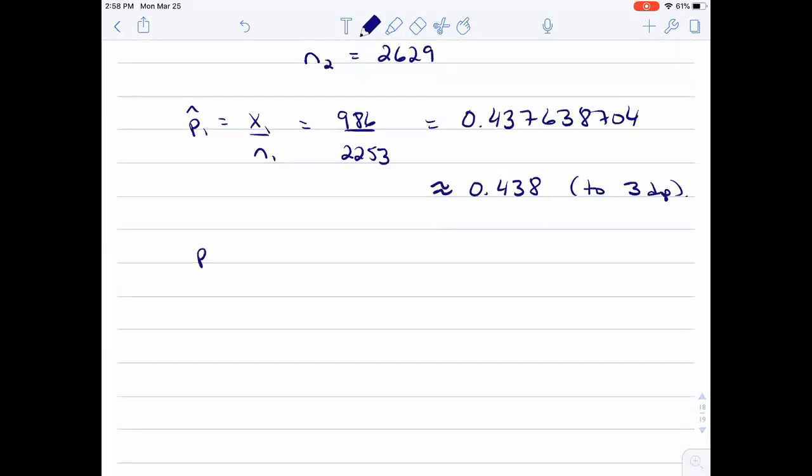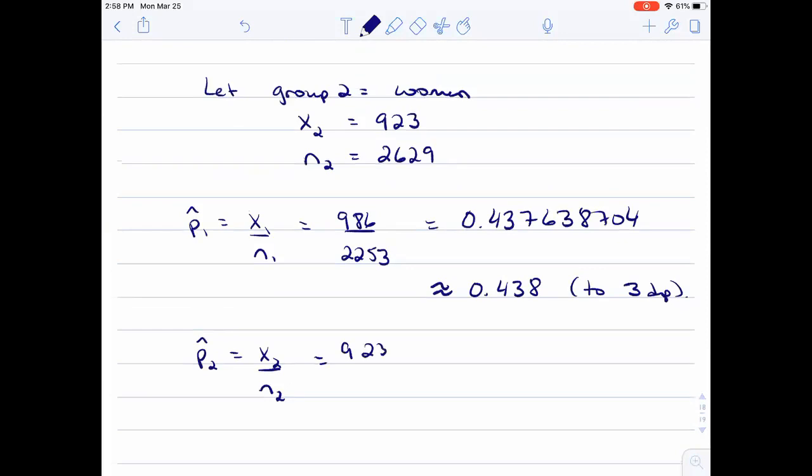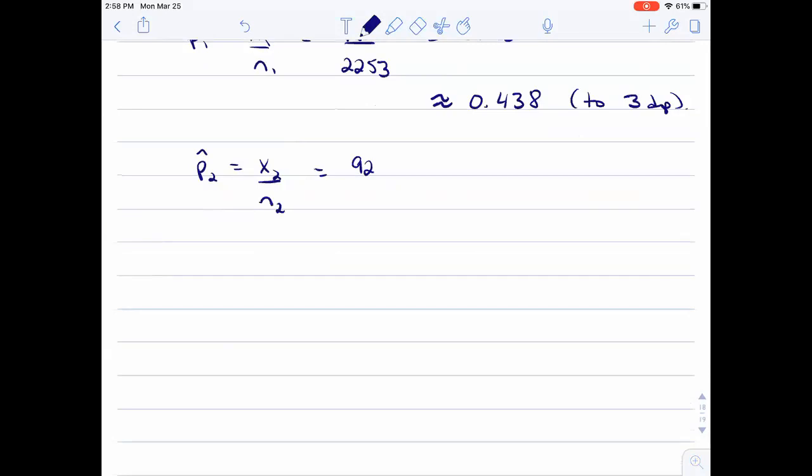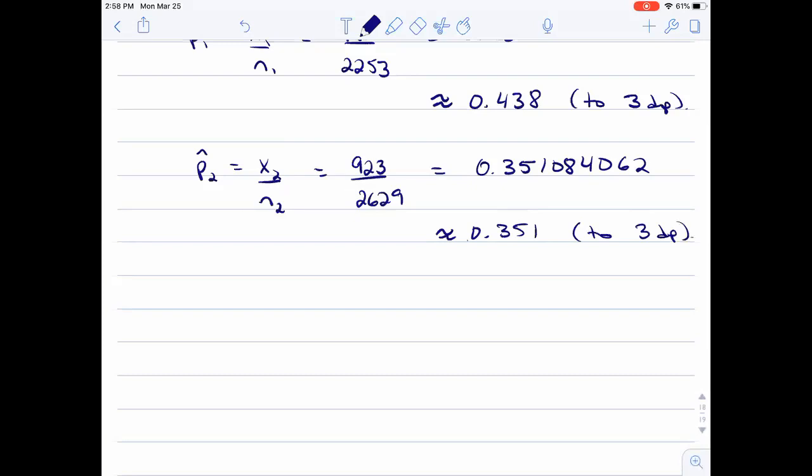Then our p2 hat is x2 over n2, which is 923 over 2629, which is 0.351084062, which is roughly 0.351, also to 3 decimal places.